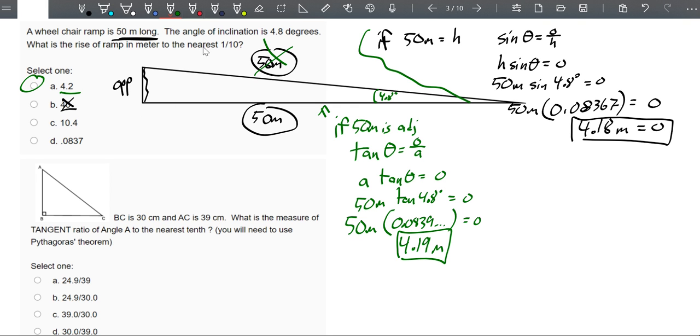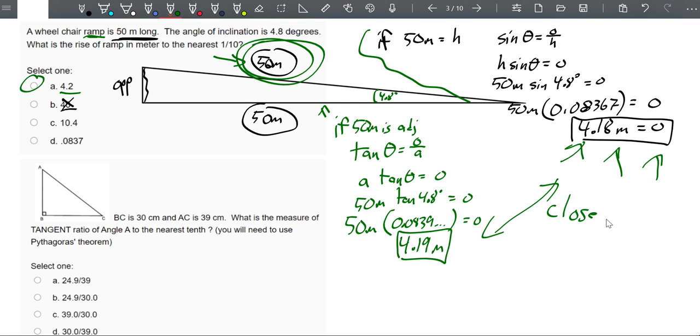If you're wondering what is the actual interpretation of this diagram, the ramp itself is 50 meters long. I would interpret that as being this one, so this answer here would be what you're really going for. The reason why these two answers are so close is because the triangle is shaped like this. But it wouldn't be true if the triangle was steeper, if this angle of inclination was steeper.